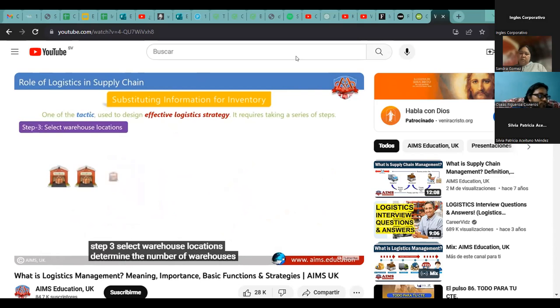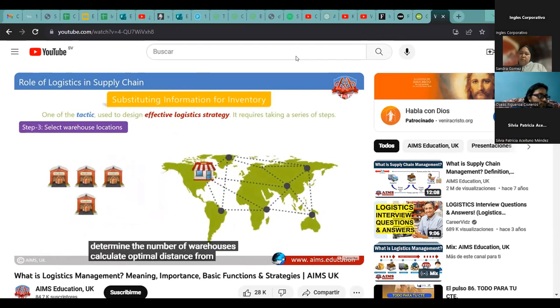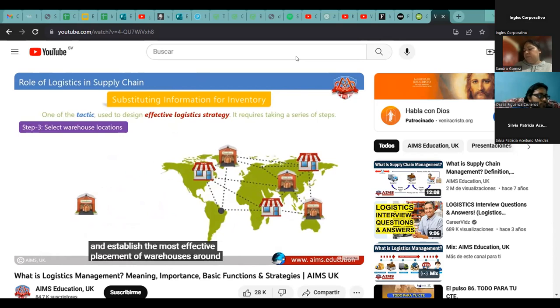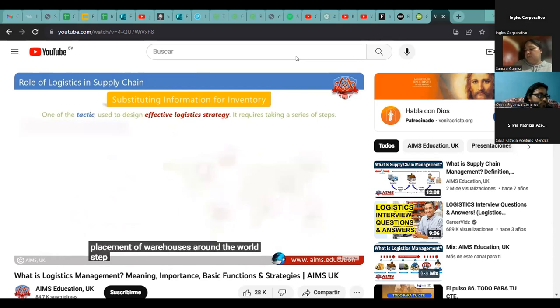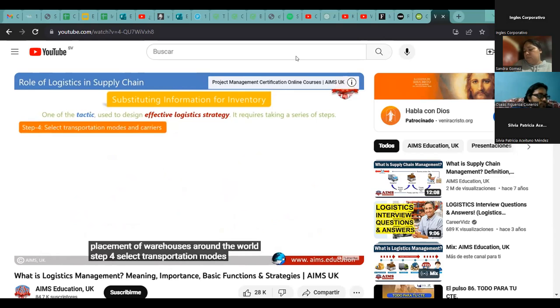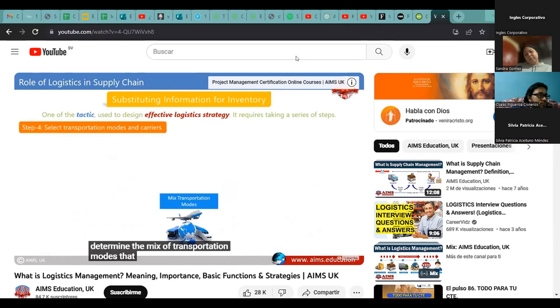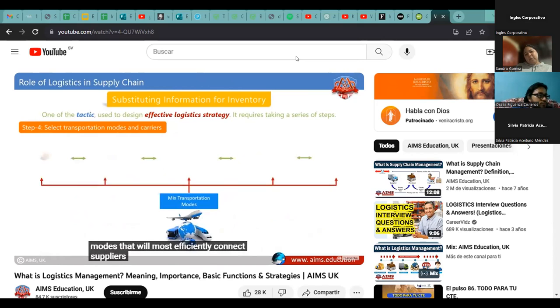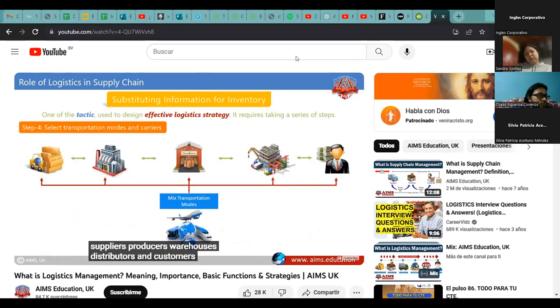Step 3. Select warehouse locations. Determine the number of warehouses, calculate optimal distance from markets, and establish the most effective placement of warehouses around the world. Step 4. Select transportation modes and carriers. Determine the mix of transportation modes that will most efficiently connect suppliers, producers, warehouses, distributors, and customers.